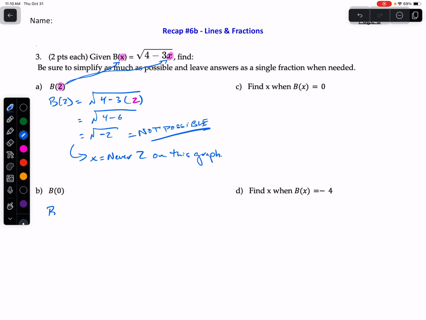b of 0 then means, very similarly, the square root of 4 minus 3 times 0, which is easy enough to do. That's just the square root of 4, which is 2.